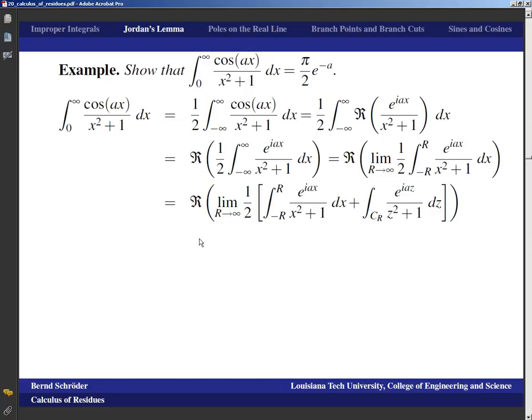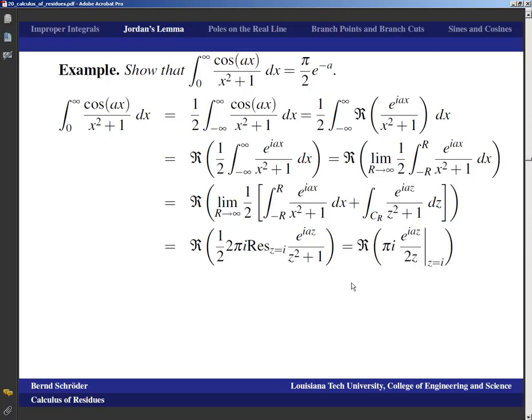And that is the real part of the limit as r goes to infinity of 1/2 times the integral from negative r to r of e to the iax over x squared plus 1, plus the integral over the semicircle of radius r of e to the iaz divided by z squared plus 1 dz, and that is because 1 over z squared plus 1 as r goes to infinity goes to 0, and so here's where we're applying Jordan's lemma, because this integrand is 1 over z squared plus 1 times e to the iaz. Well, that's now a closed contour, so that will be the real part of 1/2 times 2 pi i times the sum of the residues of this function in the upper half plane, and there is only one singularity, which is at z equals i.